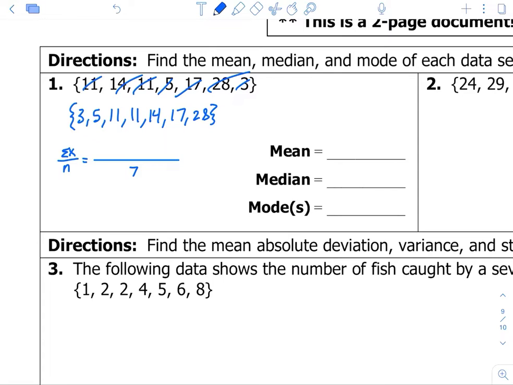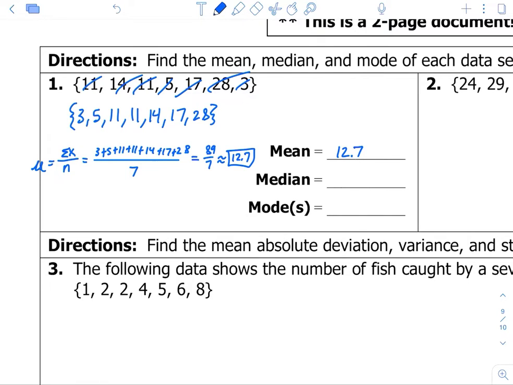Now you just add all of them together: 3 plus 5 plus 11 plus 11 plus 14 plus 17 plus 28. And this is going to give you the mean. Also remember, mu is represented as your mean as well. All divided by 7, you should have gotten 89 over 7, which is roughly 12.7.